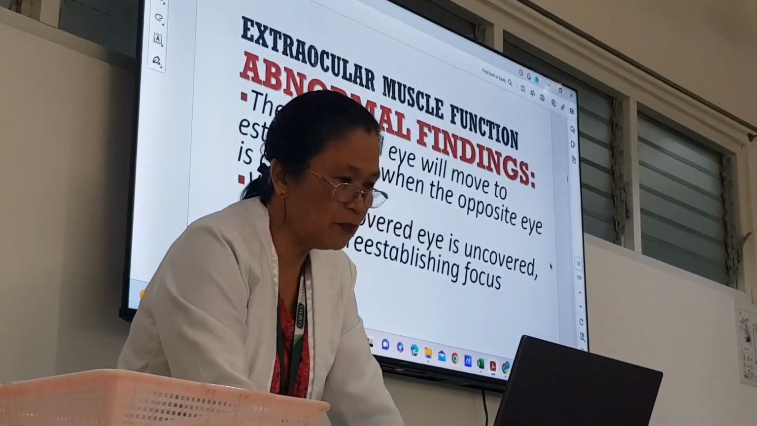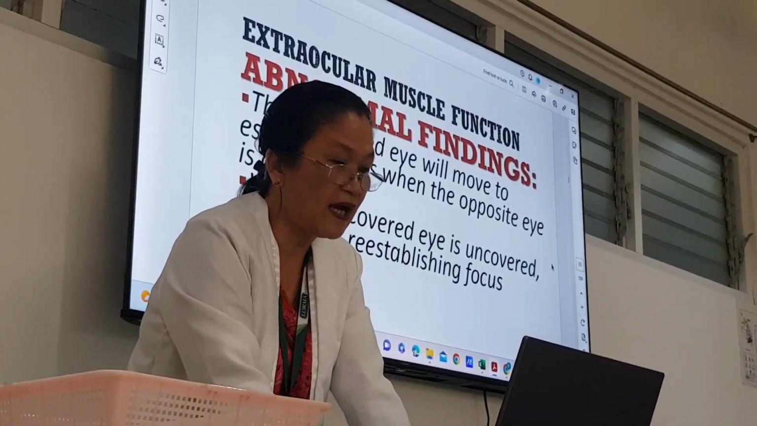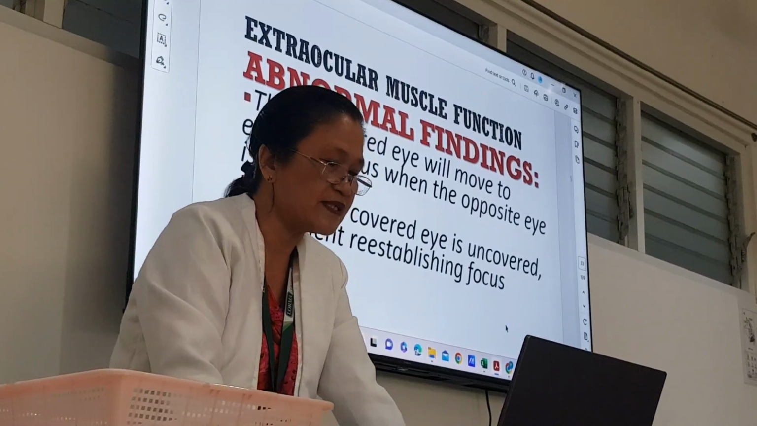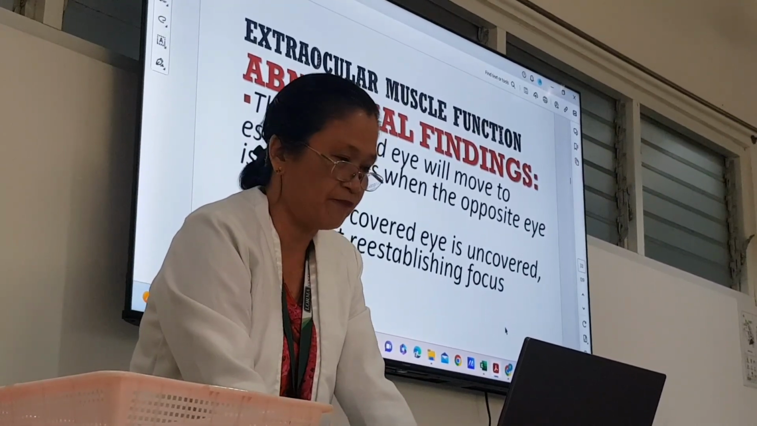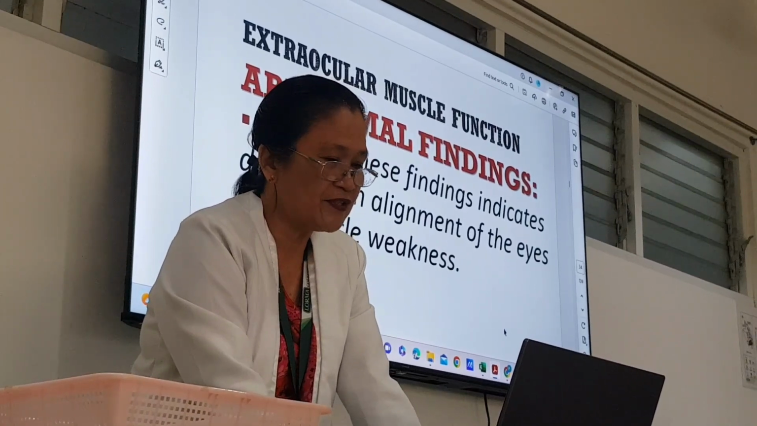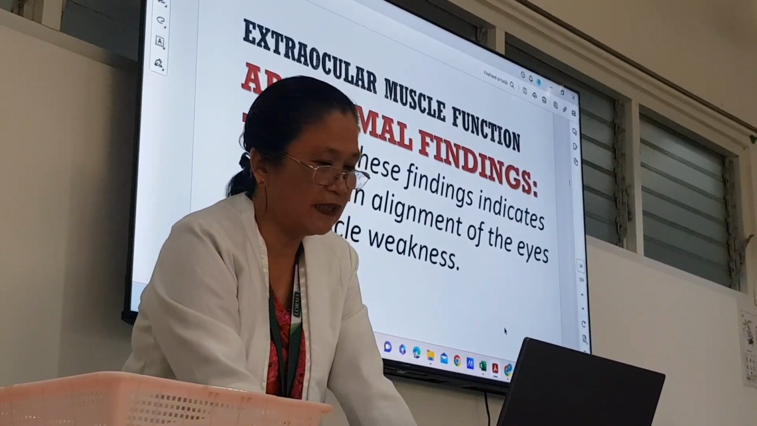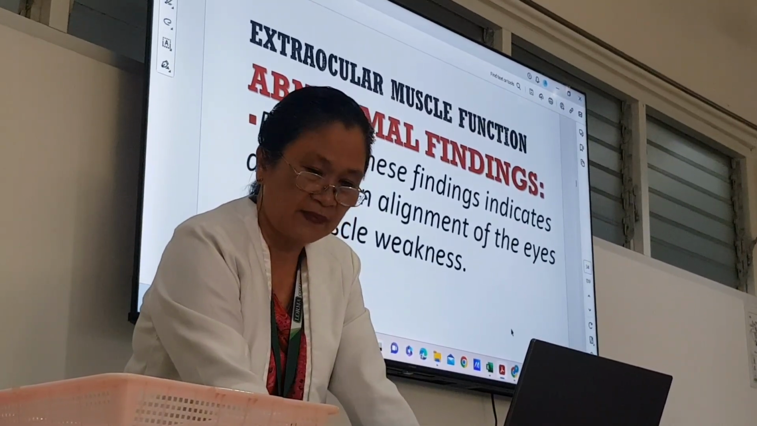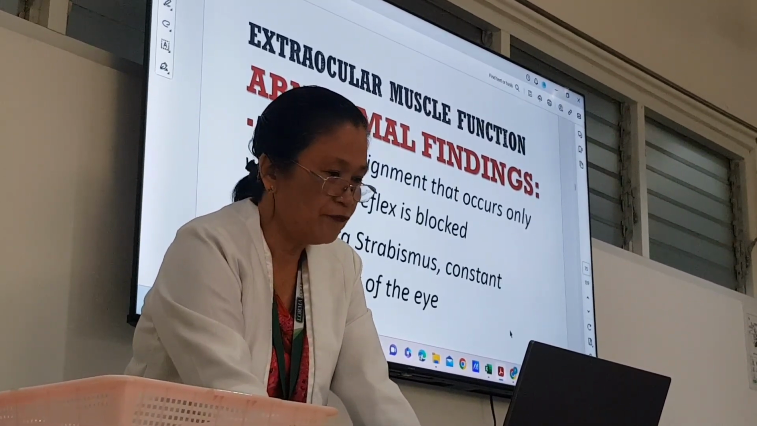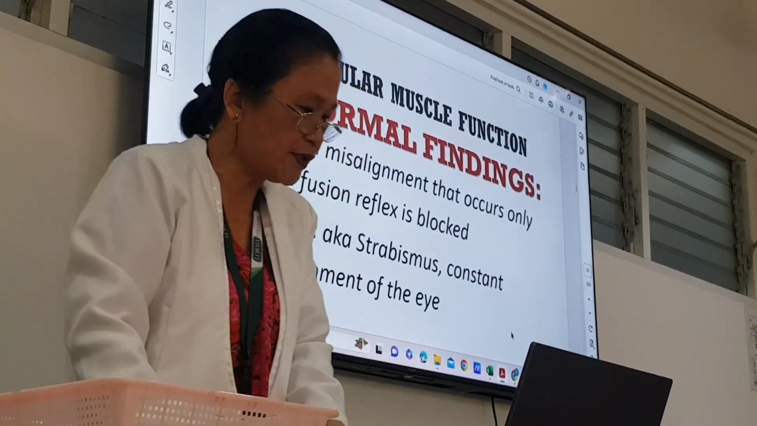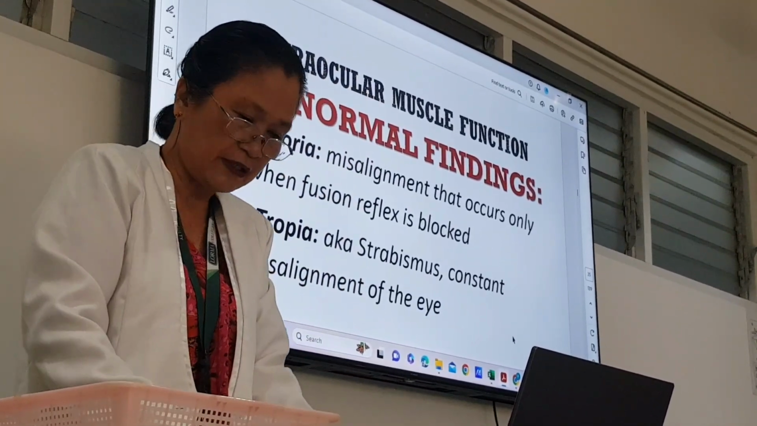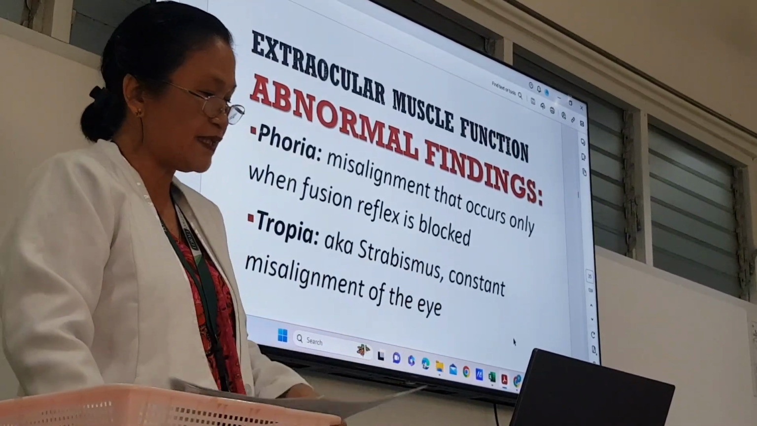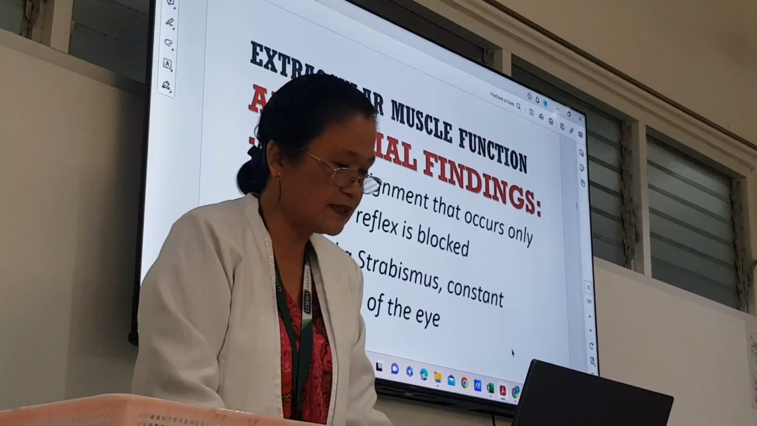The uncovered eye will move to establish focus when the opposite eye is covered. When the covered eye is uncovered, movement re-establishing focus occurs. Either of these findings indicates deviation in alignment of the eyes and muscle weakness. Phoria means misalignment that occurs only when the fusion reflex is blocked, and tropia, or strabismus, is constant misalignment of the eye.